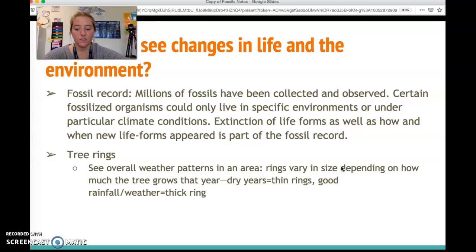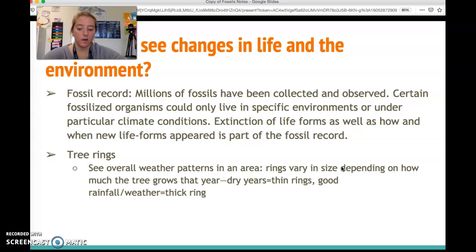Tree rings are also a way to see and track the changes in the environment over time. So we can see overall weather patterns in an area because of the tree rings. Rings vary in size depending on how much the tree grows that year. If you cut down a tree and you see that its rings are really close together, they're thin rings, and there's lots of them, you can suspect that when those rings were formed, that it was a dry year.